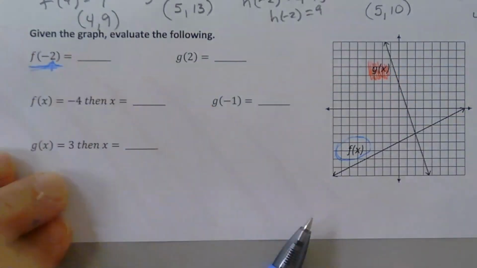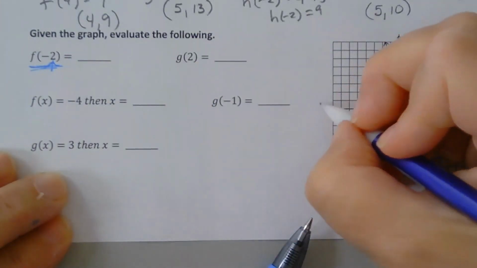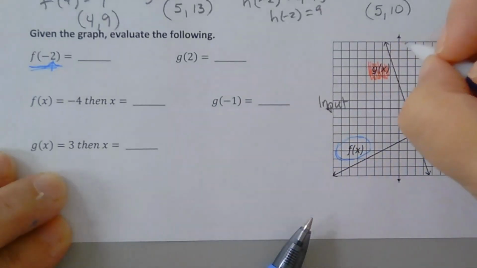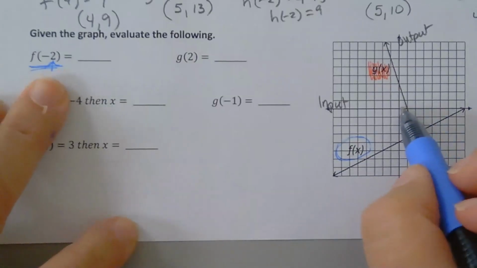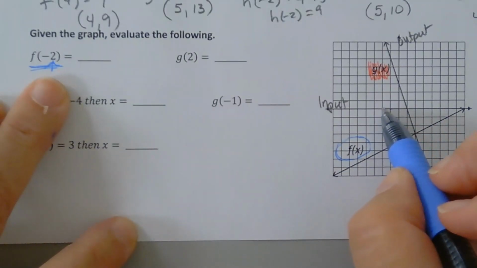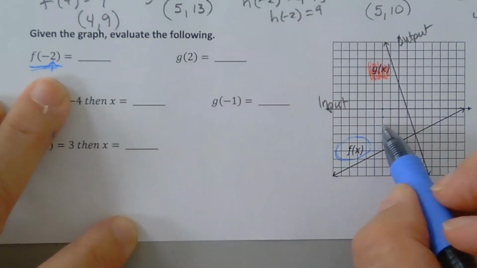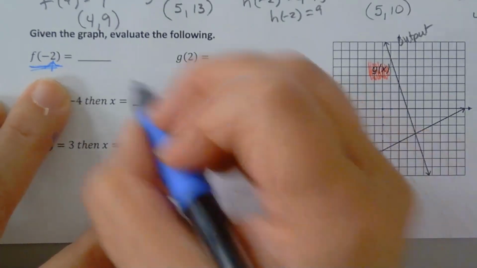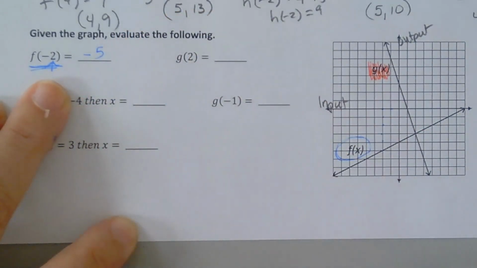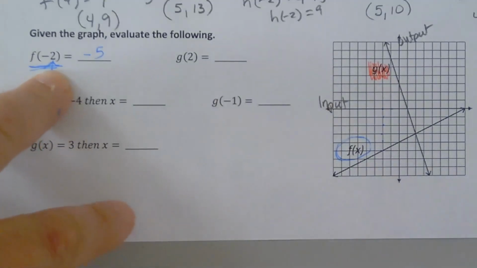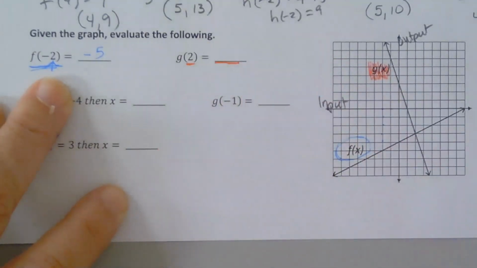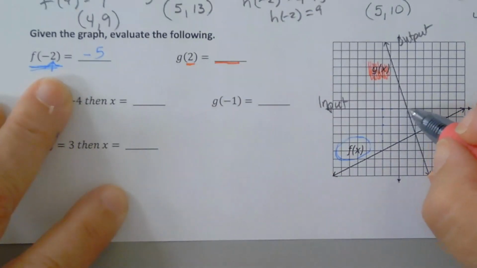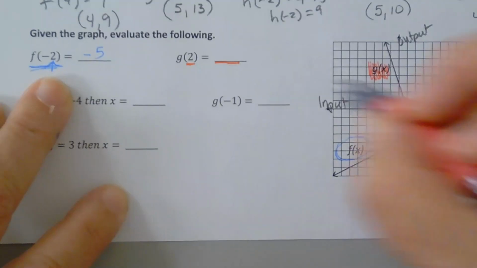Again, the input is your x, and the output is your y. So I've got input of negative 2. So input negative 2, output negative 1, negative 2, negative 3, negative 4, negative 5. This time I'm talking about the g function. So input 2, and I'm trying to find output of g. So input 1, 2, output negative 1, negative 2, negative 3.